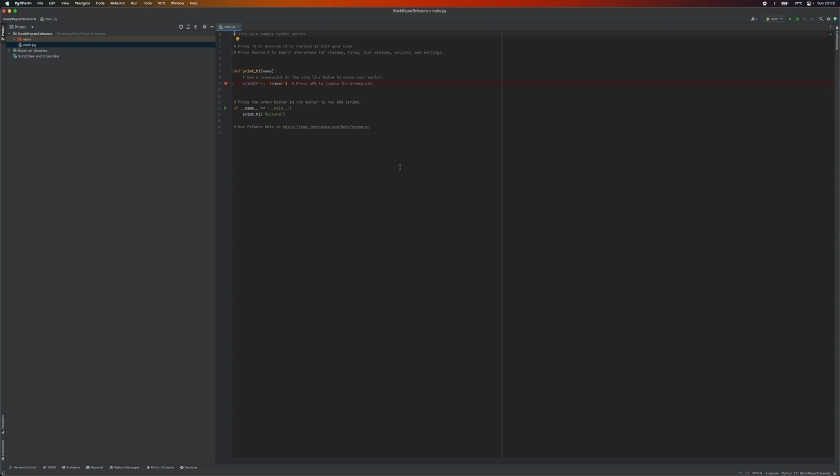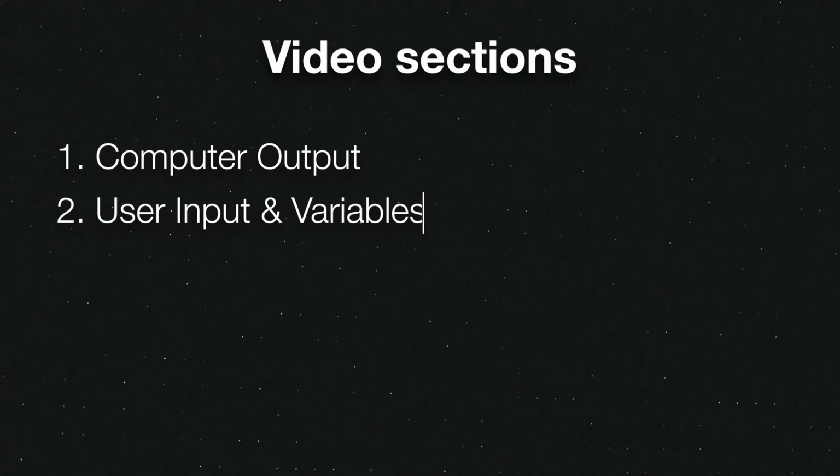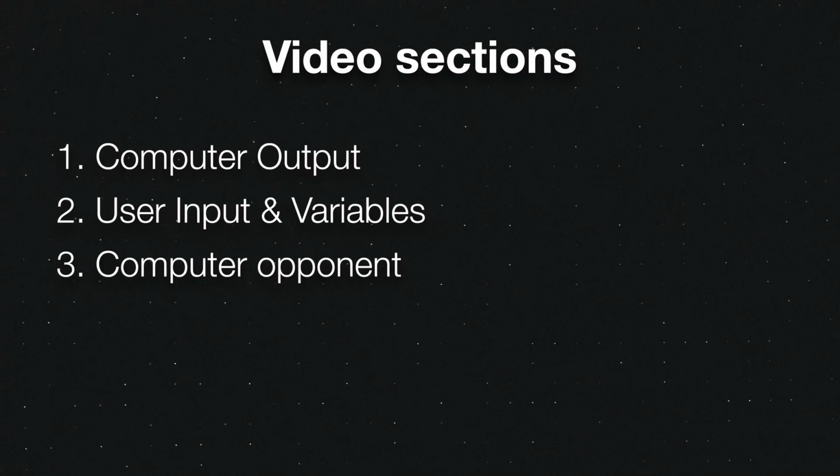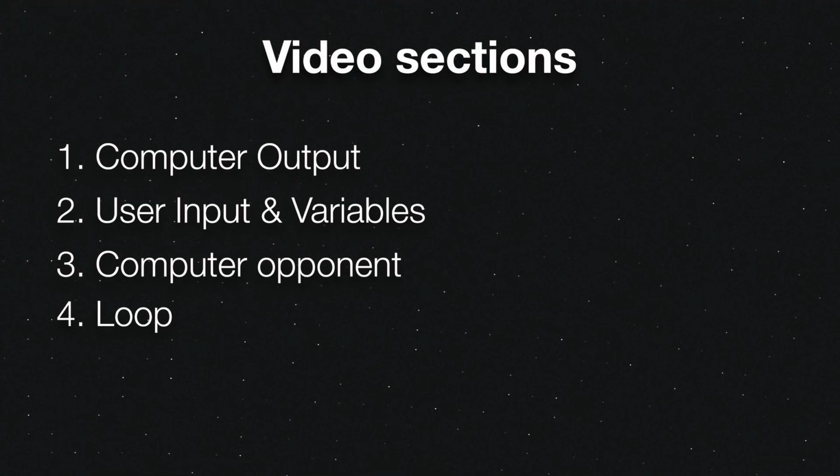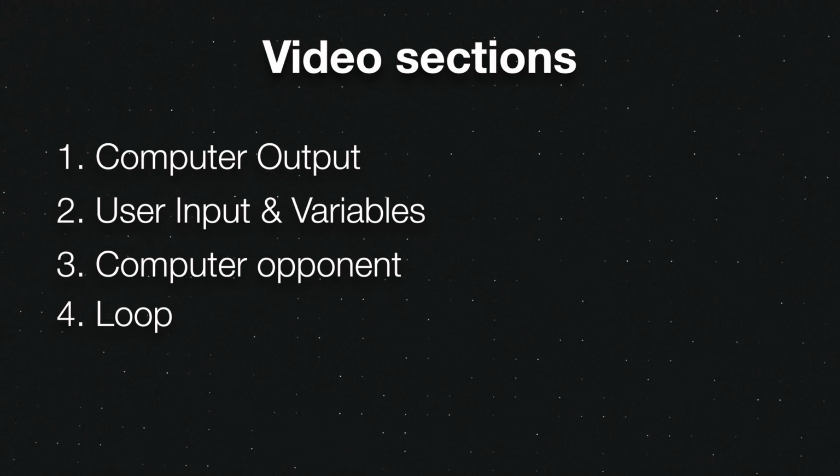This is where we'll be writing our code. I'll split this video into four parts. Computer output, user input and variables, computer opponent or second user, and looping the game. Let's start with step one, computer output.